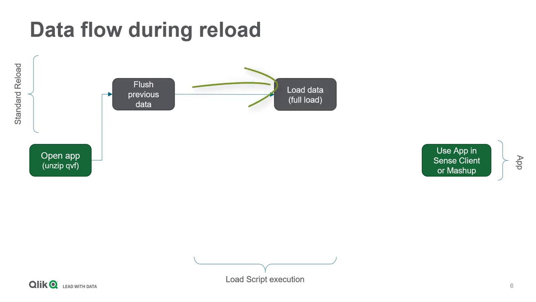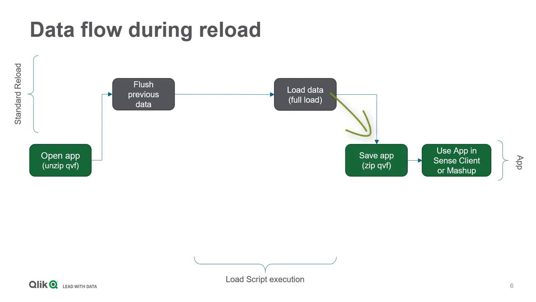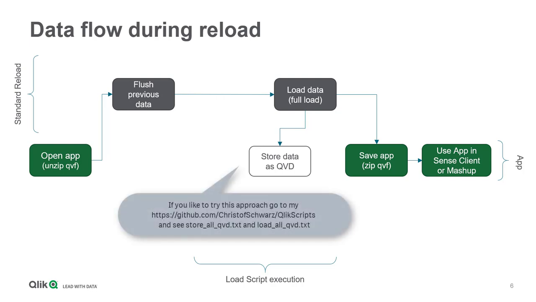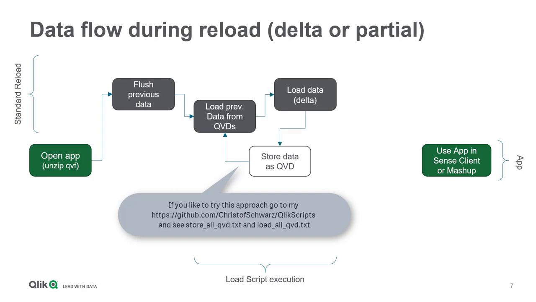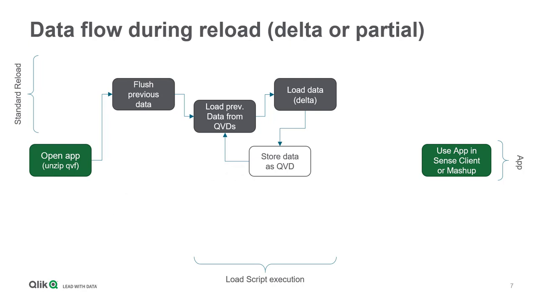And then you load again, and it's a full load of the data, and it's updated, it saves the app, and the front-end updates, you can use it in the client. What you could do actually is to store the data into QVDs, so the next time you do a reload and the data has been flushed, you put in one interim step and first load the data from the QVDs before loading the delta from the source. Of course, only if there is a delta load possible. Then it saves the app, and again, it's updated in the client.